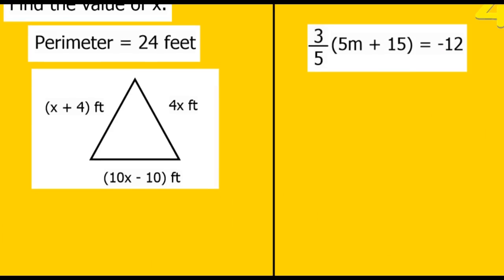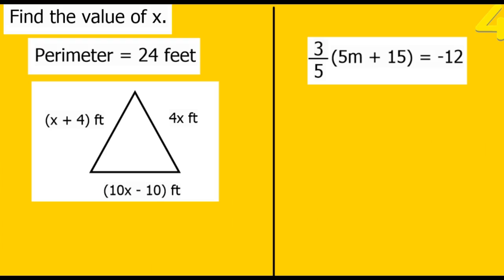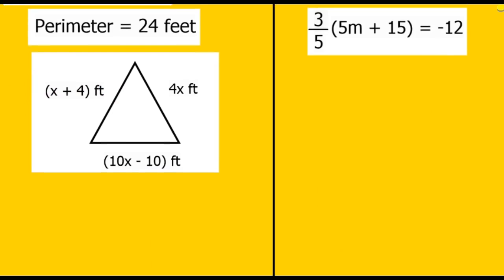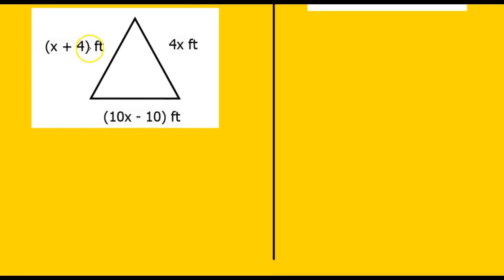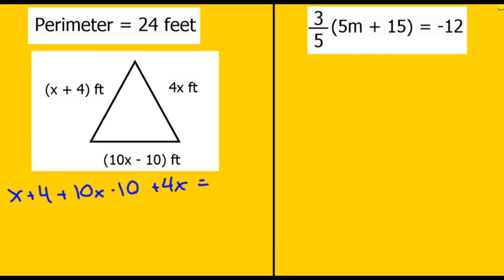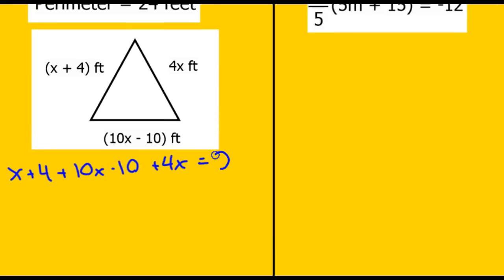Now the last page, we're trying to find the value of x for this first perimeter problem. I know that the perimeter of anything is all the sides added up. So I know that this triangle is going to be x plus 4 plus 10x minus 10 plus 4x equals whatever our perimeter was. It says our perimeter is 24 feet.